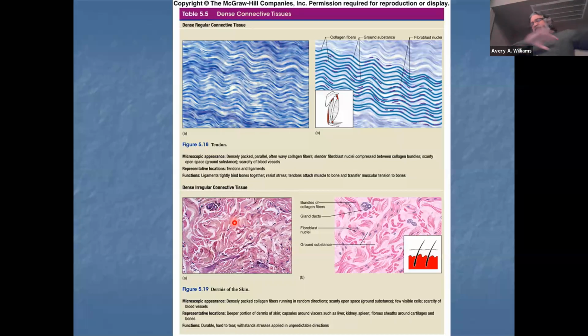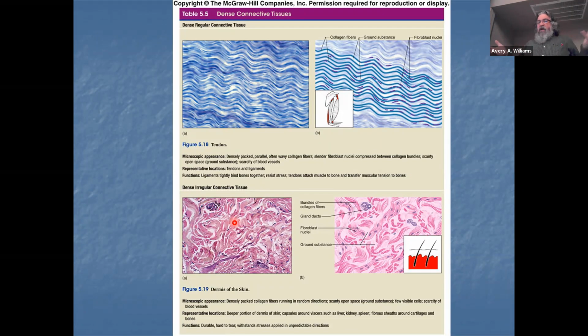You're still going to have collagen fibers everywhere. You're still going to have a fibroblast in there. And so where on earth would you need something like this? Well, in areas that need that fortification and protection and to stretch in all directions. Like, a classic example is right here. You understand what this is an inset of.